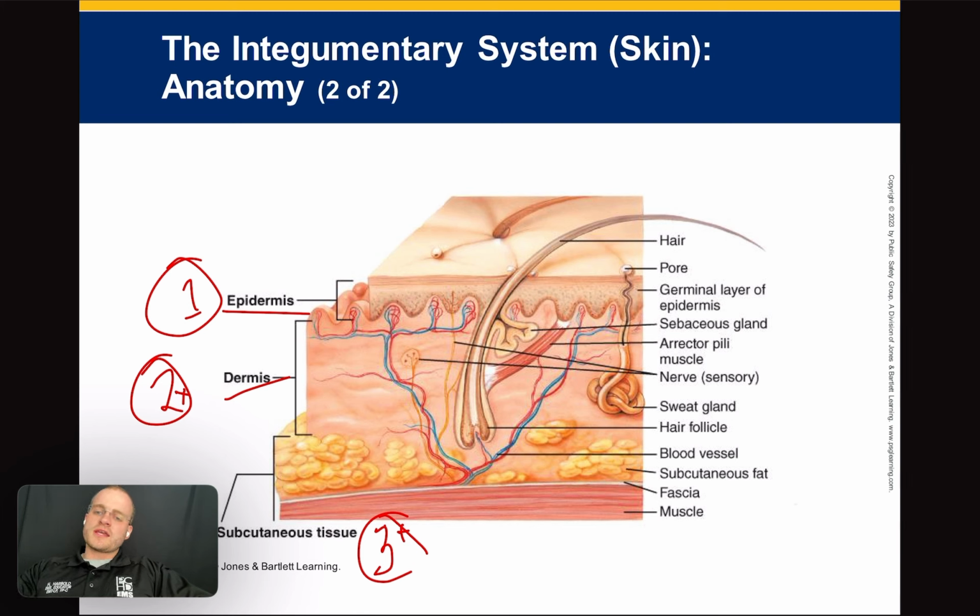Now, below this, when we get into the subcutaneous tissue, there's this thing called fascia. That's this word right here. It's spelled weird. Fascia. And basically, this is a little thin, very fibrous, almost leather-like material that sits on top of muscle. Okay, and then obviously there's muscle below that.